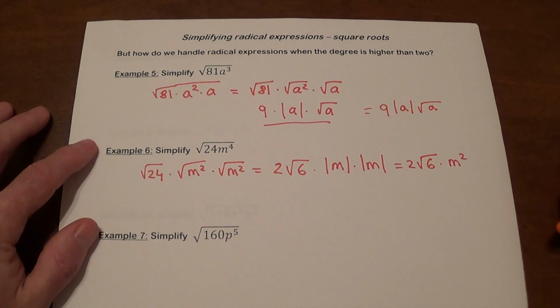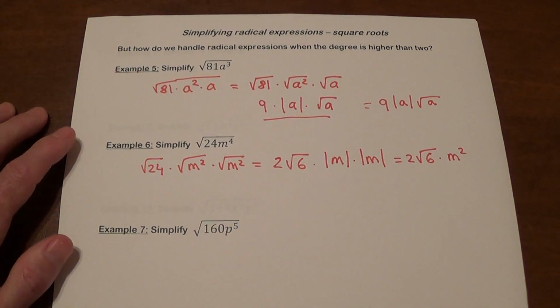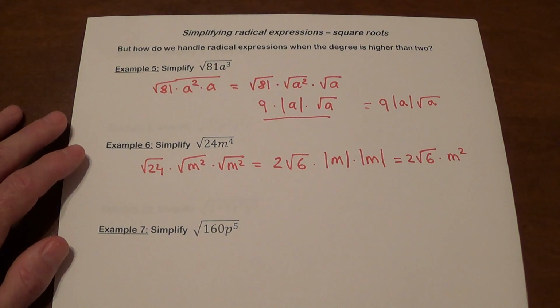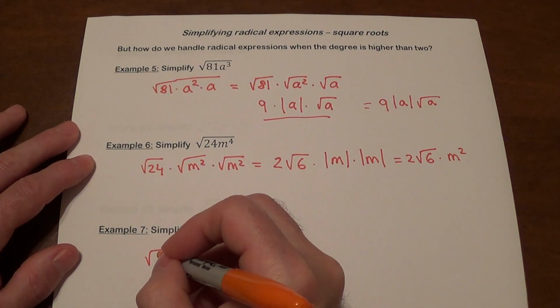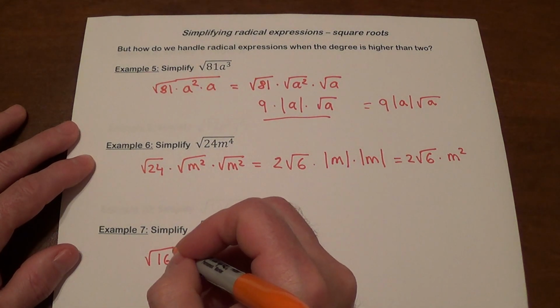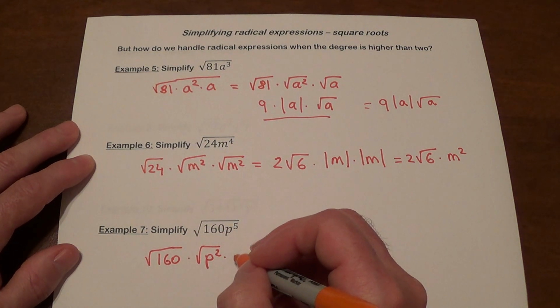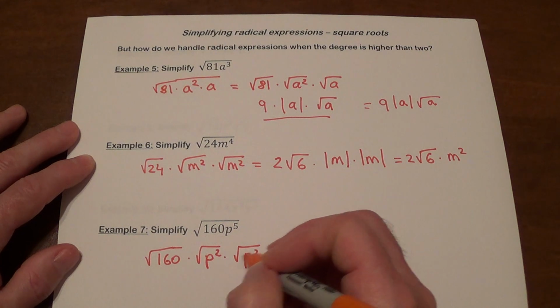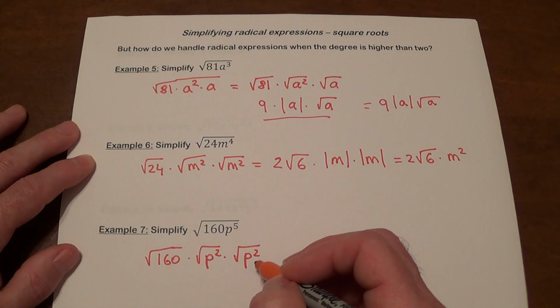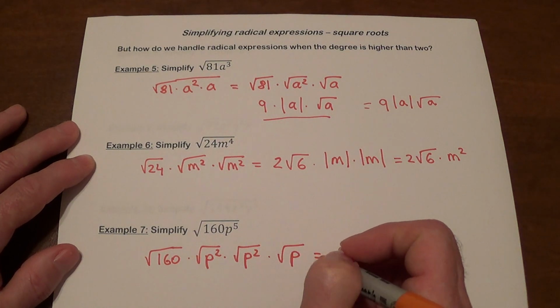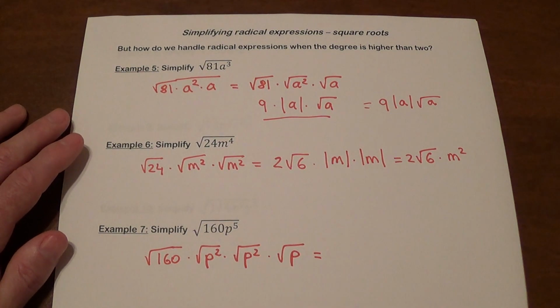So when you try to do square root of p to the fifth, what are you going to do then? You're trying to see how many times you can pull p squared out of that. So we're going to have square root of 160 times square root of p squared times another square root of p squared. That takes us to p to the fourth, so we need one more p, right? So what do we have here?